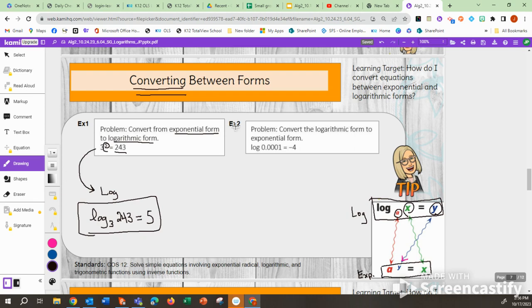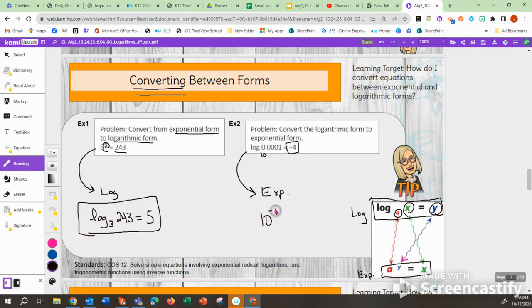Sometimes we want to overwork these problems and they're just asking us to convert from one form to the other. In example 2, they're asking us to convert this log form into exponential form. So in exponential form, we start with the base. Since this says log and there's not a subscript written, I know that since that's log and not ln, the base is an understood 10. So I know my base is 10.